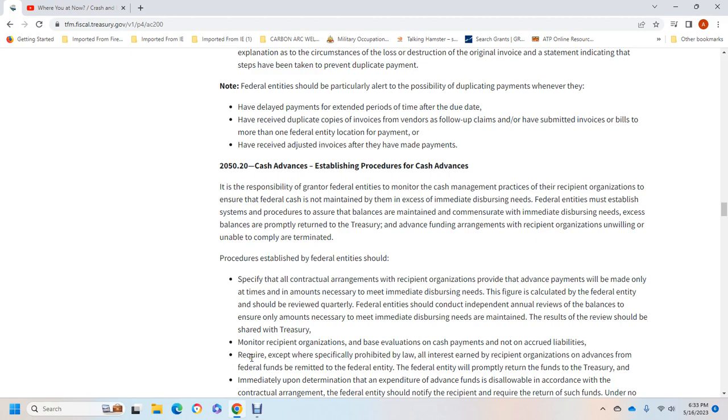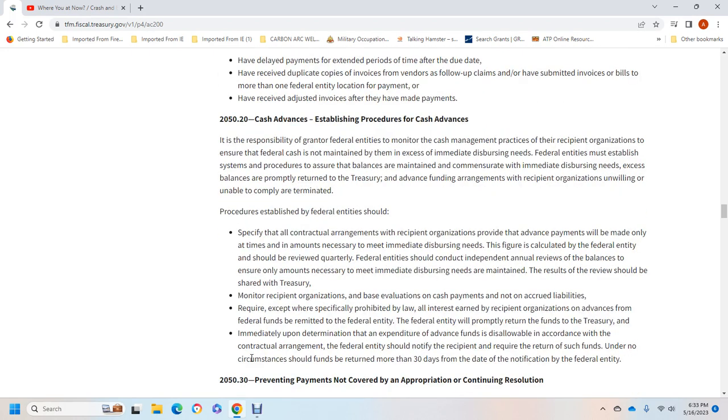Monitor the recipient organization based on the valuation of cash payment, with no accrued liability required except where specifically prohibited by law. All interest earned by the recipient organization on the advance of the federal funds remitted to the federal entity will promptly be returned to the treasury, immediately upon determination of the expenditure of the advance funds as a disallowance in accordance with the contractual agreement. The federal entity should notify the recipient and require the return of such funds. Under no circumstance should the funds be returned more than 30 days after the date of the notification by the federal entity.